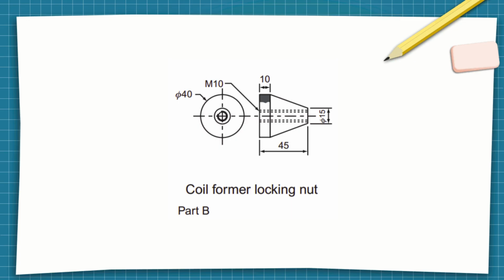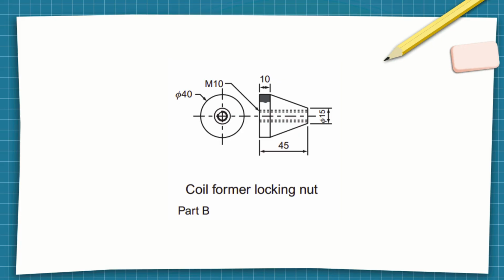Part B, coil former locking nut. Next is Part B, the coil former locking nut. This is a conical shape. The large end has a diameter of 40 and the body has a length of 45 millimeters. The symbol M10 indicates the internal thread, confirming it screws onto a matching M10 shaft. The small end has a diameter of 15.